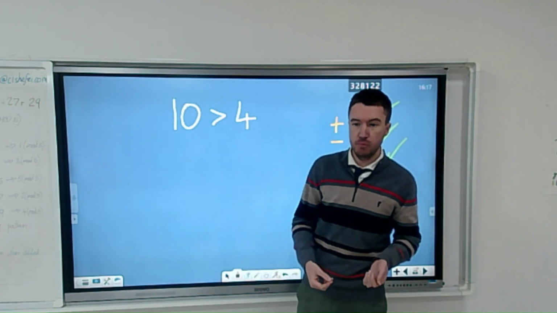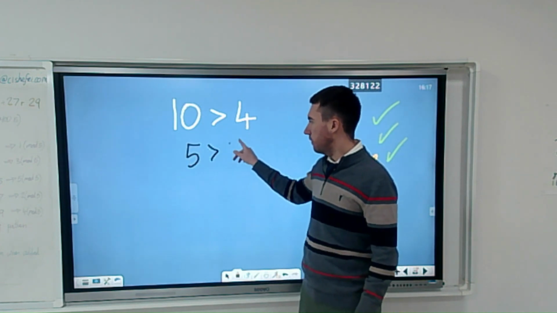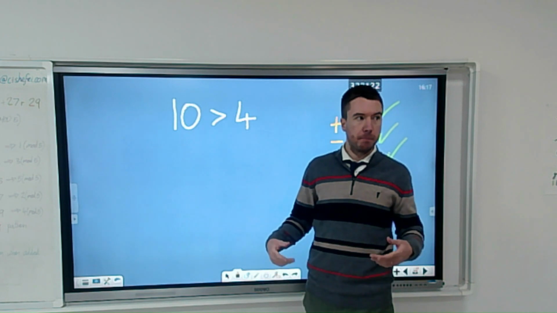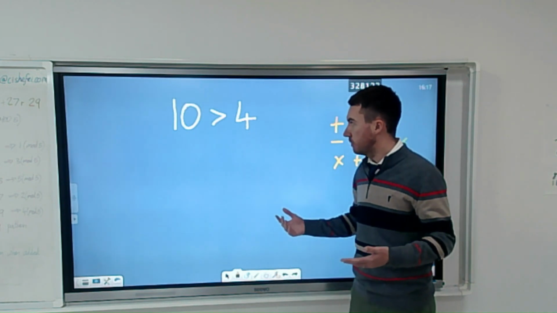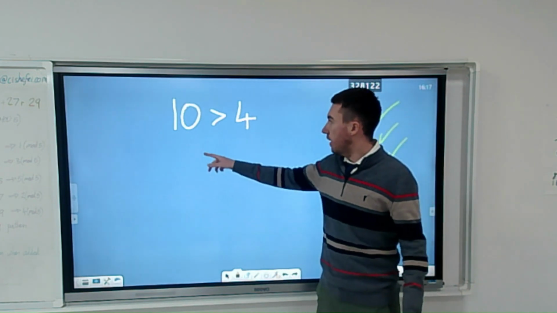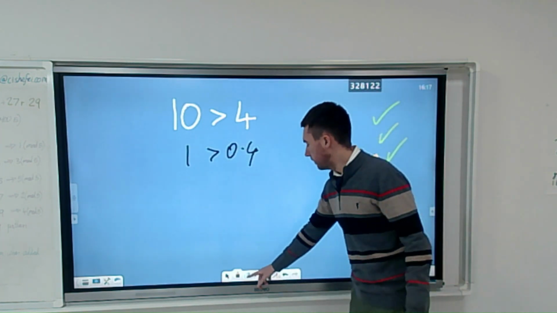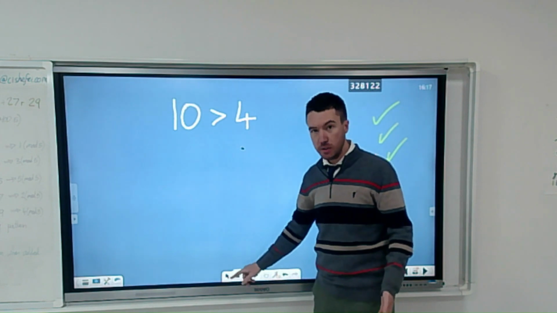Okay, let's divide. If I divide by 2, I get 5 bigger than 2. If I divide by 10, I get 1 is bigger than 0.4. That's all okay. So far, so good, right?